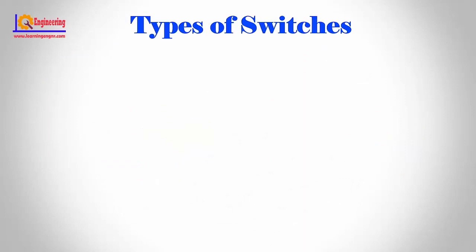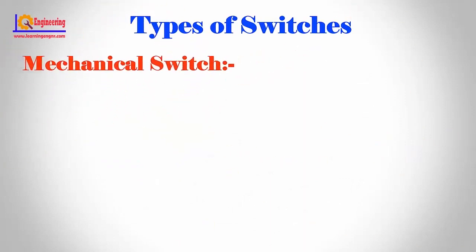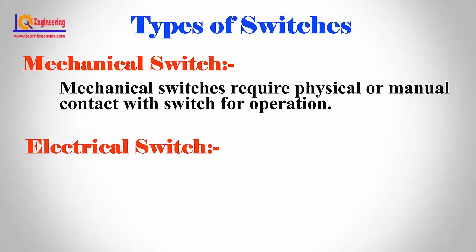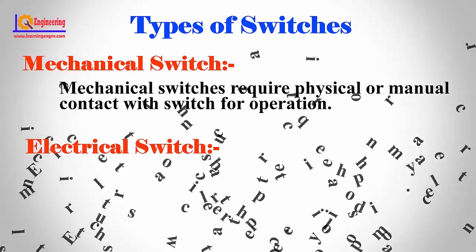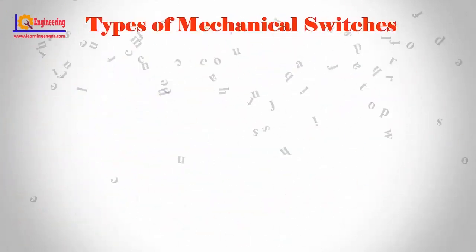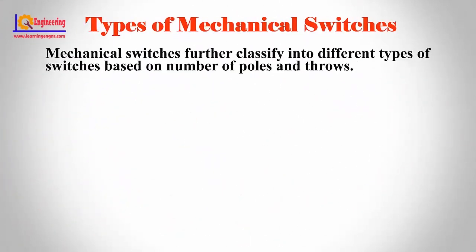There are mainly two types of switches: mechanical switch and electrical switch. Mechanical switches require physical or manual contact with the switch for operation. Electrical switches do not require physical or manual contact. They have the ability to perform operation on their own. Electrical switches operate under the action of semiconductors. Mechanical switches are further classified into different types based on the number of poles and throws.